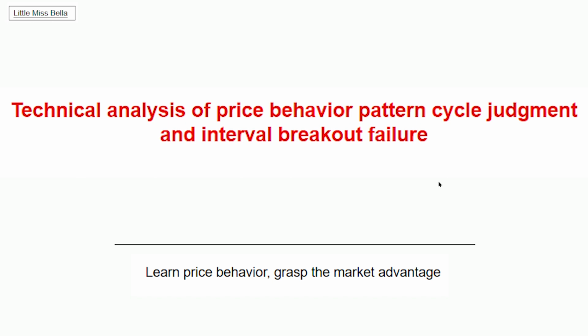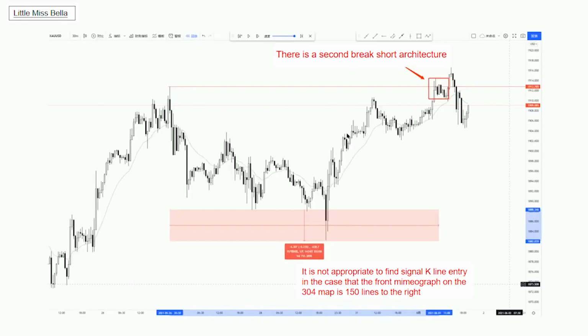I talked to my friends in the group and observed the comments on the video. I found that many novice traders always looked for the signal K-line to enter the market in the wrong state. So for example, this is a 30-minute chart of gold and there's a significant band resistance in front of it, which is the previous band high in this market state and in this cycle.